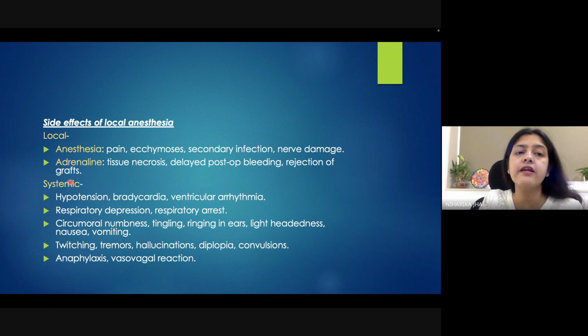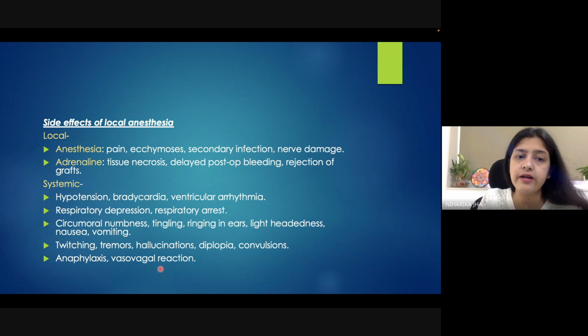Well, the systemic side effects of the local anesthesia are multiple. Cardiac side effects include hypotension, bradycardia, ventricular arrhythmia. Then, respiratory side effects include respiratory depression or respiratory arrest. Other side effects include circumoral numbness, tingling sensation, lightheadedness, hallucination, diplopia, and sometimes even convulsions can get precipitated. And obviously, anaphylaxis and vasovagal reaction are associated with whatever drug we are giving.